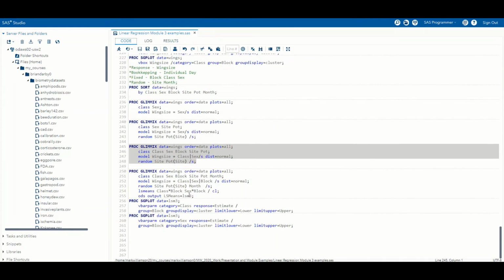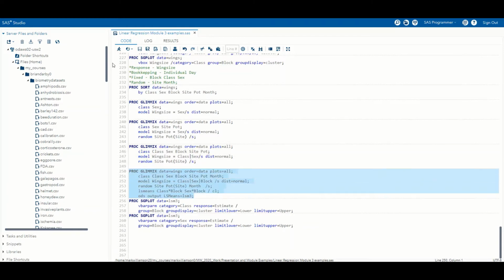And then finally, let's do the biggest one of all. We have class, sex, and block, and the random effects are site, pot per site, and then month. So let's try all these.